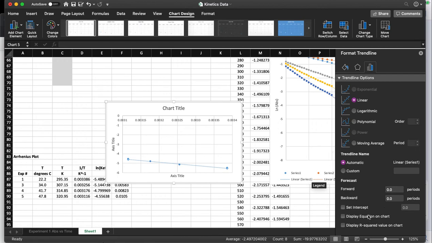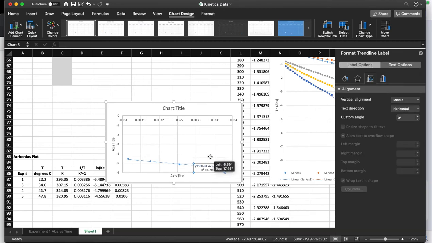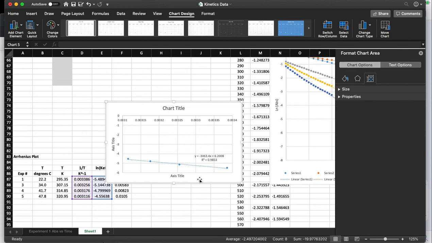I'm already getting my options over here: display R squared, display equation on my chart. And it's this equation I really care about the most, because what I'm looking for is my activation energy. We said that the slope of this line is negative Ea over R. I already have a pretty large negative value for the slope. But when I multiply this by R, the ideal gas constant, or really by negative R, I should get a very large positive number.